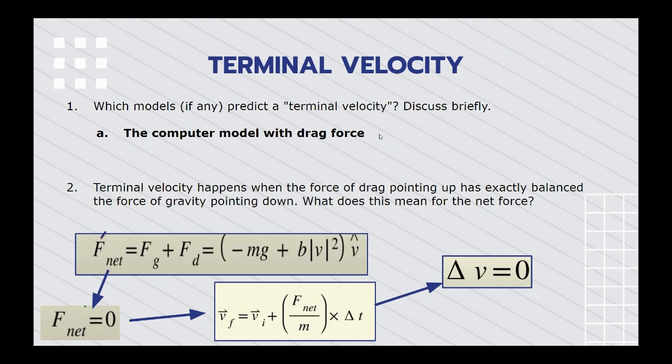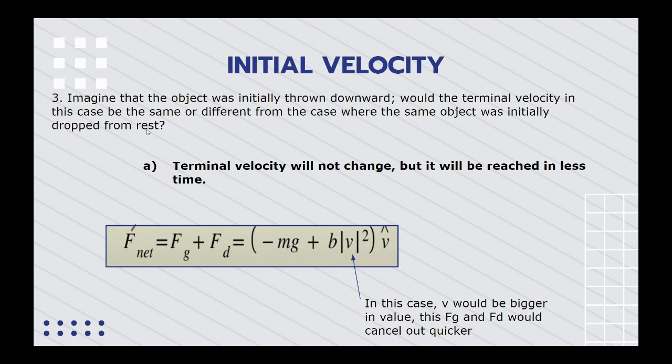Which models, if any, predict terminal velocity? The one with the drag force, obviously. If there was no drag force, the object would be speeding up infinitely. Terminal velocity shows that at some point the change of v is equal to 0, because v becomes constant as it cannot accelerate more. And if the object was initially thrown downward, as we see in this formula, v would just be larger, so these would cancel out more quickly. So what will happen is terminal velocity will just be reached faster.